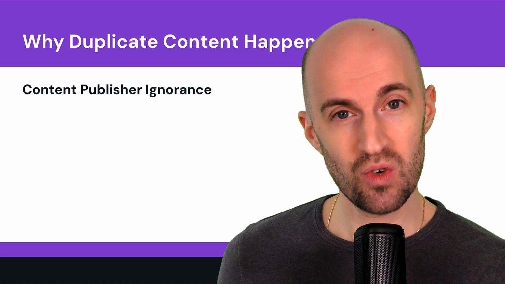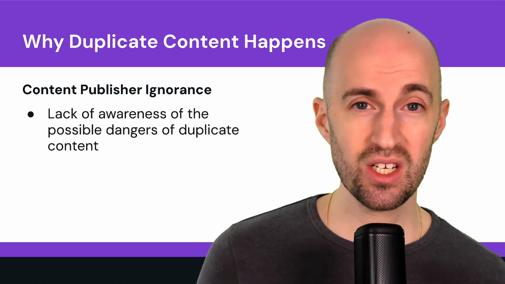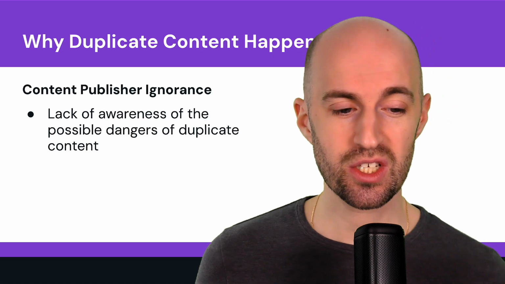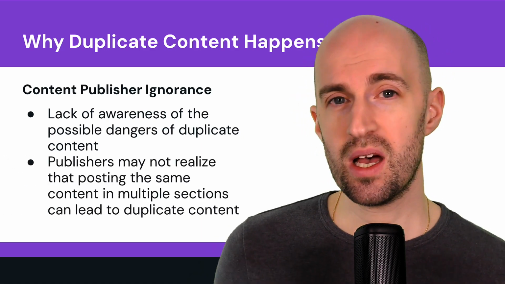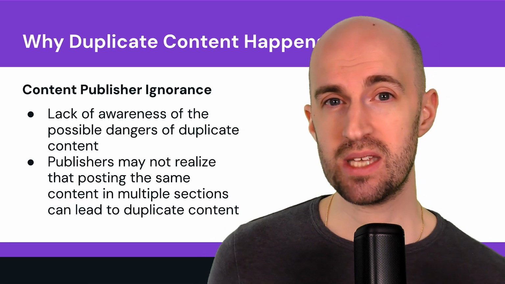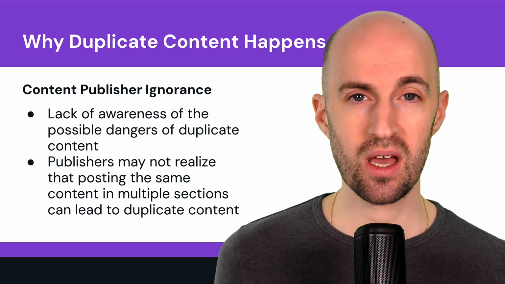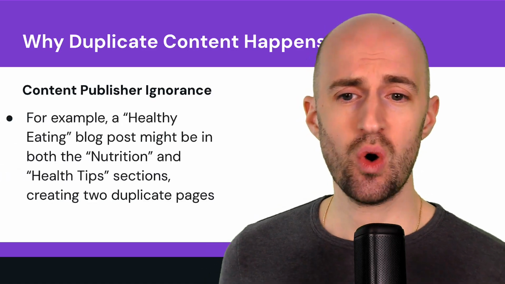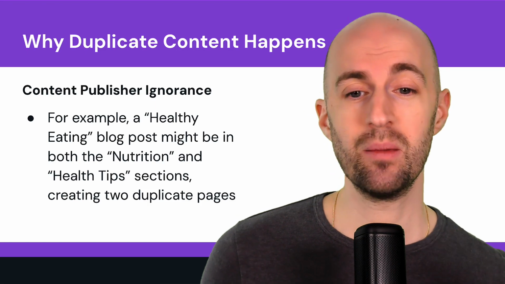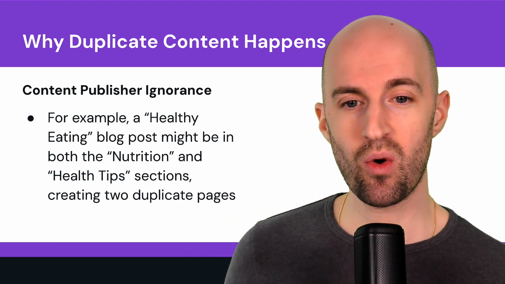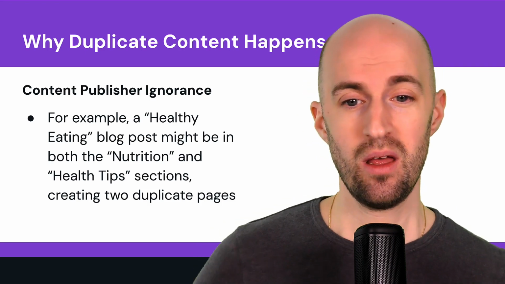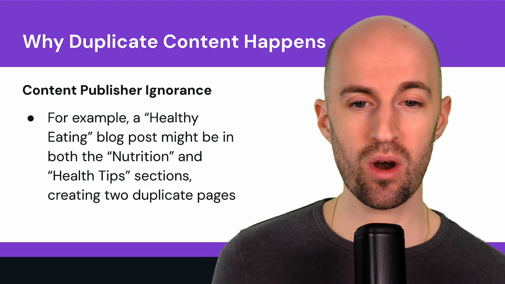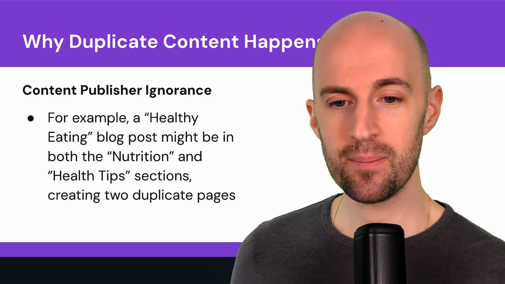Firstly, content publisher ignorance. So the lack of awareness of the possible dangers of duplicate content, or through different ways of publishing content, it could be that it creates duplicates without them knowing. They may not realize that publishing the same content in multiple sections of their site or across different websites can lead to duplicate content, which has its consequences. For example, let's say there's a healthy eating blog post published in the nutrition category, and then someone else takes that same article but publishes it in the health tips section. And that creates two separate pages, two separate articles that now are competing for this topic of healthy eating.